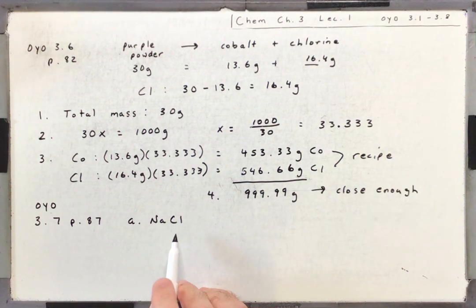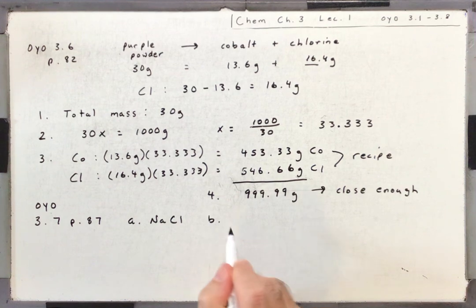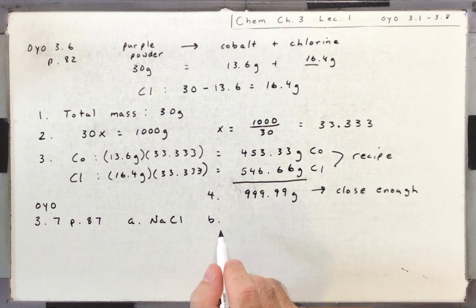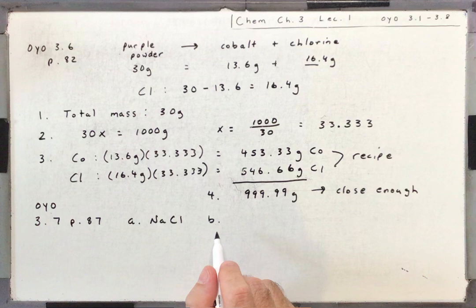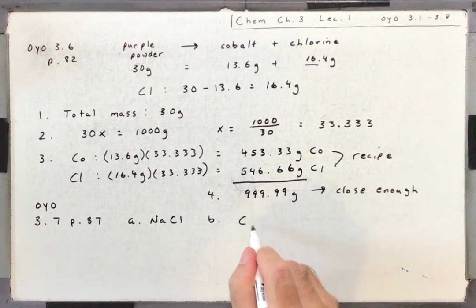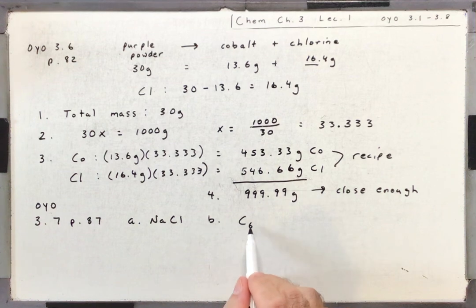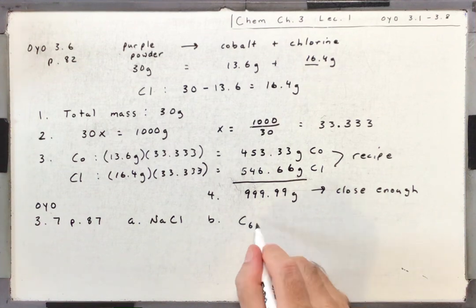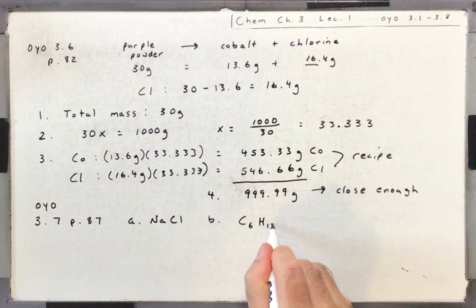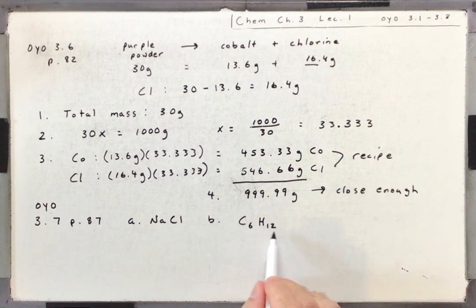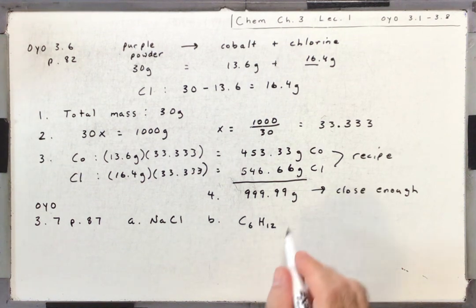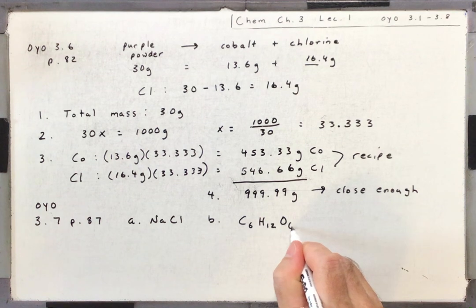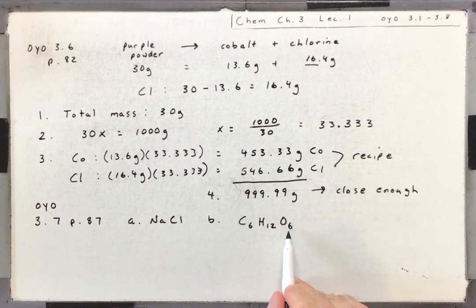If it just has 1 atom, you don't have to write a number. The 1 is implied. Okay, part B says 6 carbon atoms, 12 hydrogen atoms, 6 oxygen atoms. So that's going to be C6. So that subscript tells you there's 6 atoms of carbon. H12. That subscript tells you there's 12 atoms of hydrogen. And O6. 6 atoms of oxygen.